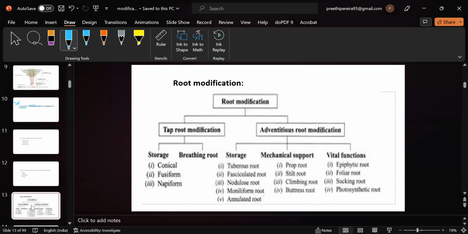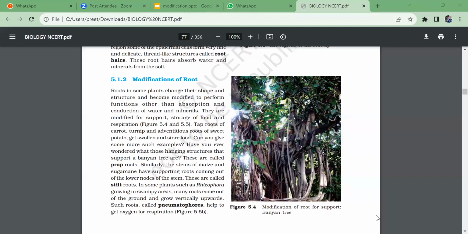Next, let's see the modifications of root. अभी modification का मतलब क्या है? That we will see in your textbook. एक मिनट सब लोग textbook. Let's go back to our textbooks. What is modification? Roots in some plants have changed their shape and structure and become modified to perform functions other than absorption and conduction of water and minerals.